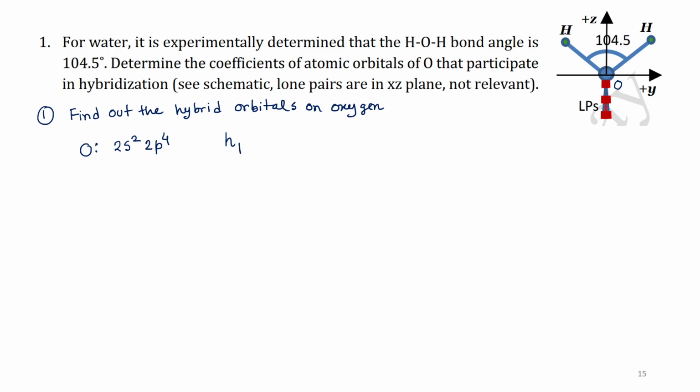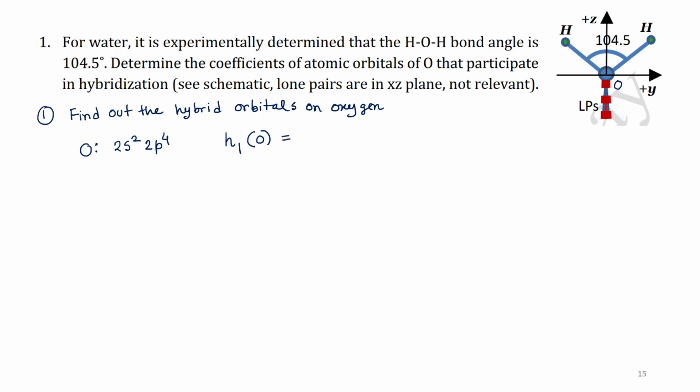So right now, let us consider from this image that hydrogen, oxygen and hydrogen lie in the YZ plane. So the X axis has no role to play here, and the angle between them is 104.5 degrees. Okay, so I'll write the hybrid orbitals on oxygen, as we always do for the central atom.